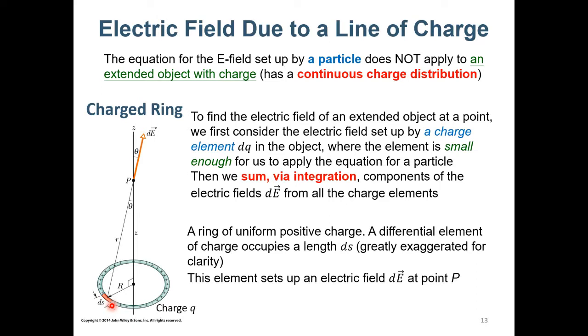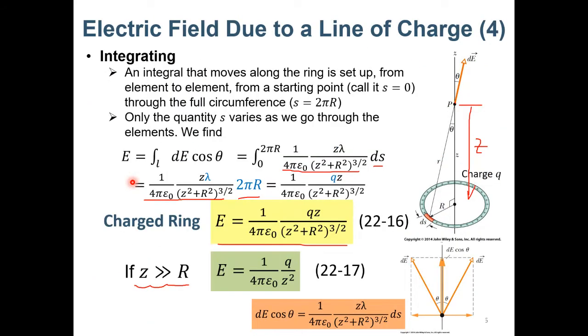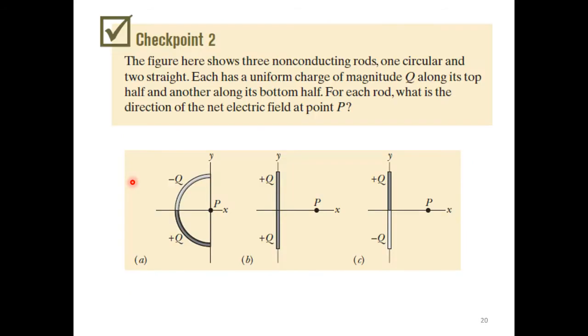Then the next step is to find some symmetry so that you can cancel some of the components. Like this, you can cancel the horizontal component, and then you only need to calculate the vertical component, and then you can just integrate the rest of the stuff. Then it's done. So we finished the sample problem last time.